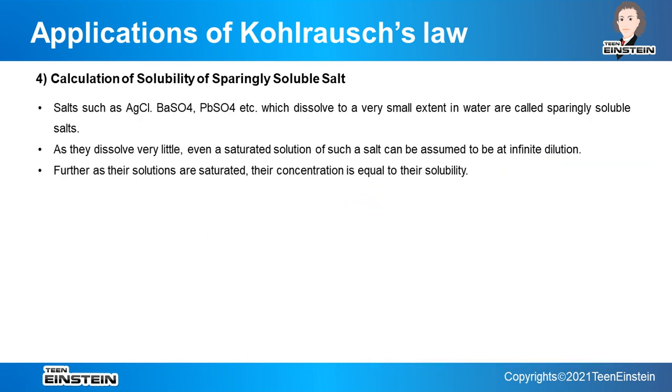The last application: calculation of solubility of sparingly soluble salt. So, we have seen that NaCl, KCl, all these salts are considered as strong electrolytes. But there are some salts, suppose we have silver chloride, barium sulfate, lead sulfate, etc., which dissolve to a very small extent in water, very small. That is why they are known as sparingly soluble.